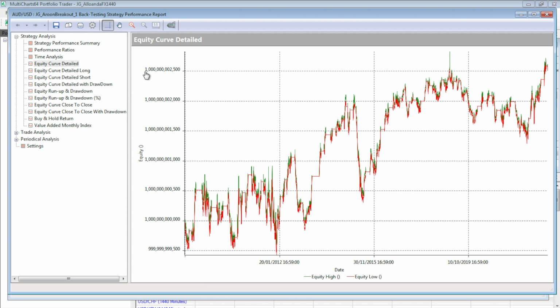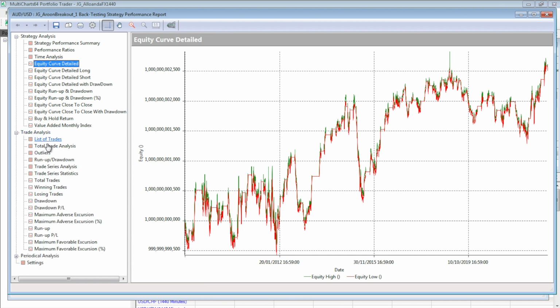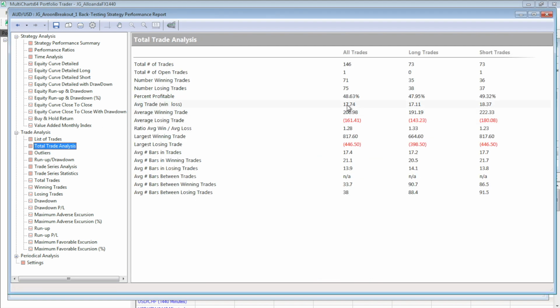That's what the equity curve looks like. Got an average trade value of 17 pips. So 17 is good because once we've paid some spreads and some commissions, we're still going to be making money with that 17 pip average trade value.